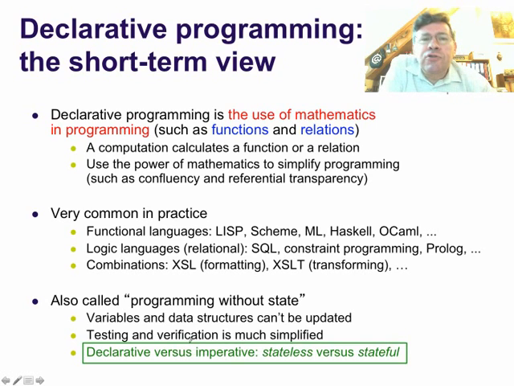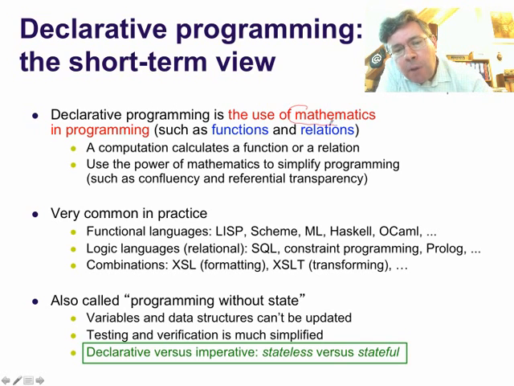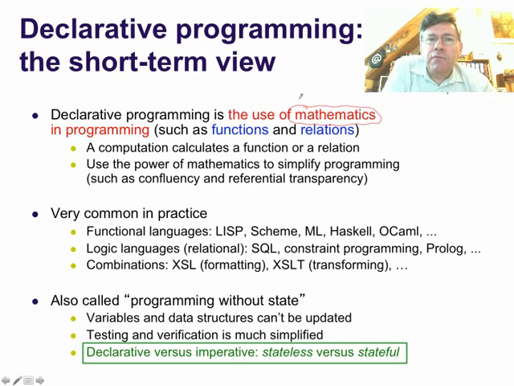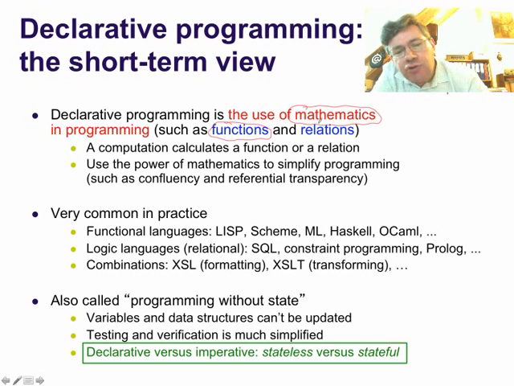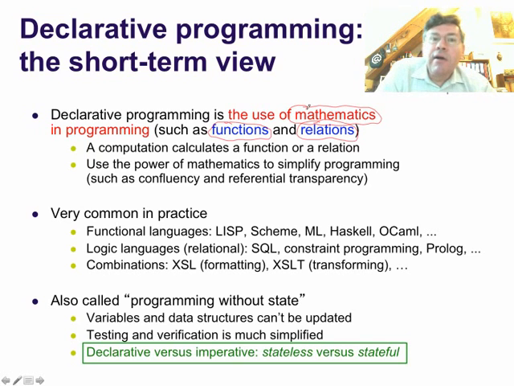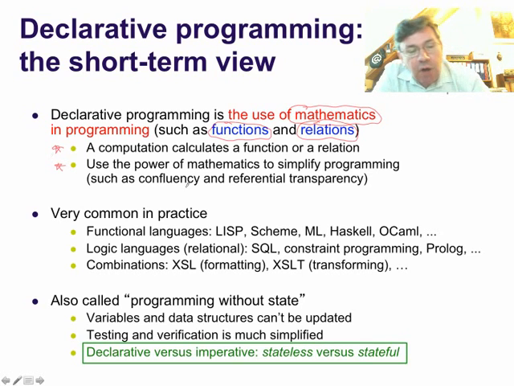So in opposition to the long-term view, there's also a short-term view of declarative programming. This is, in fact, the use of mathematics in programming to increase the power of programming. And typically, it means the use of mathematical functions and relations, although there are also other things, but mostly functions and relations. So a computation will calculate a function or a relation, and we will use the power of mathematics to simplify programming. For example, confluency, which means that if you have a large program built out of functions that are composed together, we can evaluate in any order and get the same result. And referential transparency, which means replacing equals by equals. This is something we know from algebra, but it's very useful also in programming.